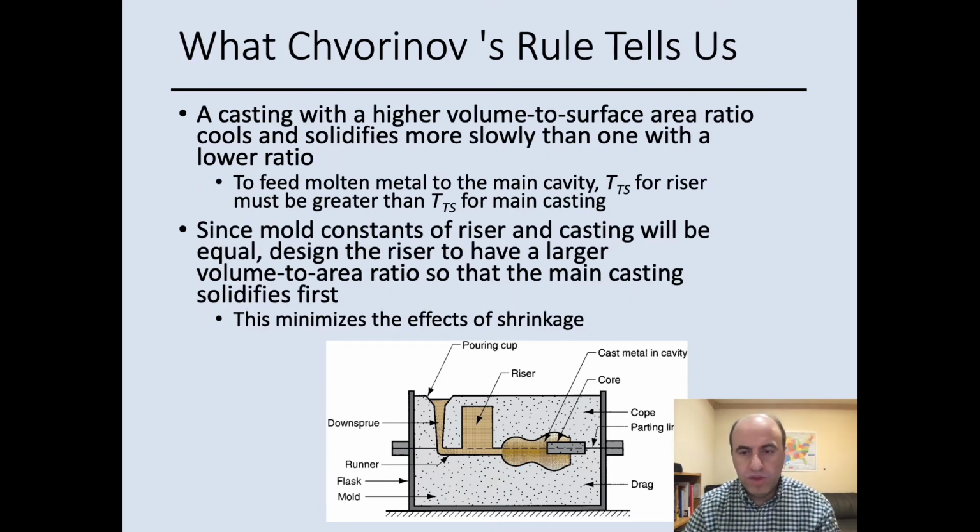What type of information do we get from this rule? Chvorinov's rule tells us a casting with a higher volume to surface area ratio cools and solidifies more slowly than one with a lower ratio. The equation was T = C (V over A) to the power of 2.